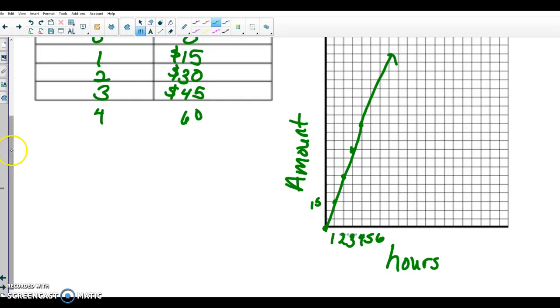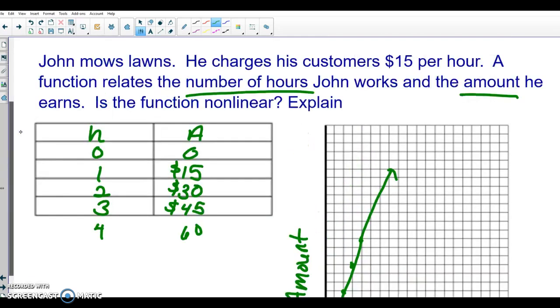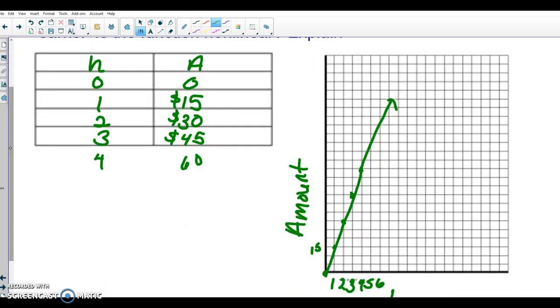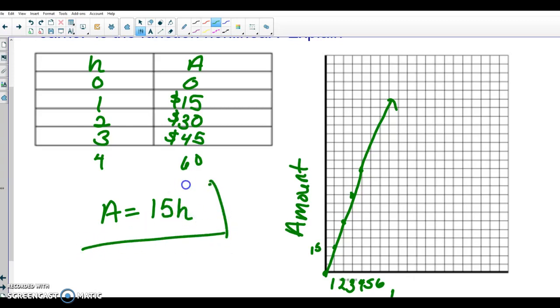So if I look at it, what am I doing to my hours to get my amount? Well, I'm taking my number of hours, my amount equals the number of hours times 15. That's my equation. So this is linear. Make sure that you have these notes complete and that you do glue them into your interactive notebook.